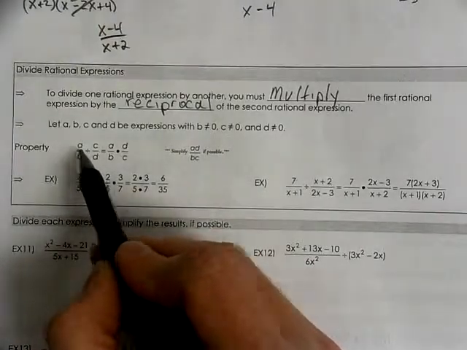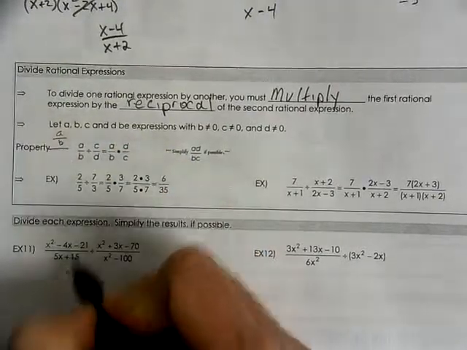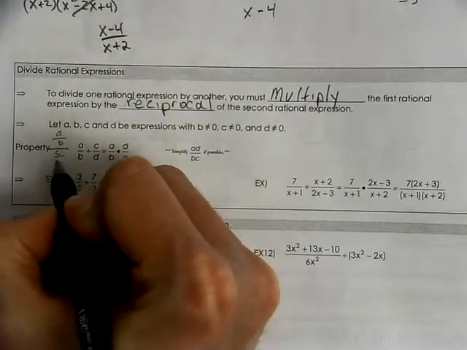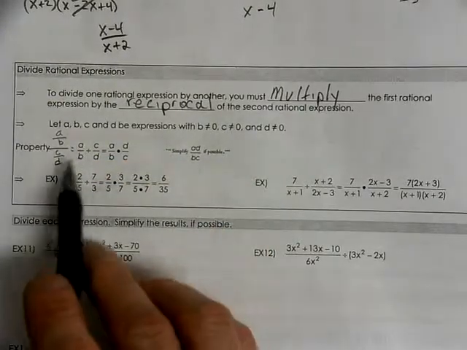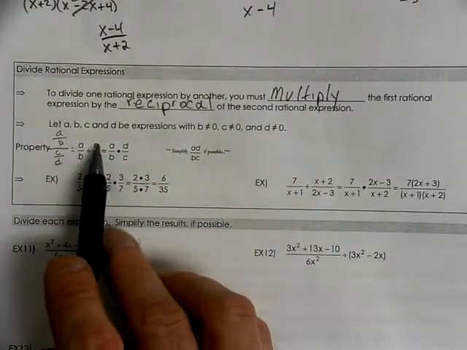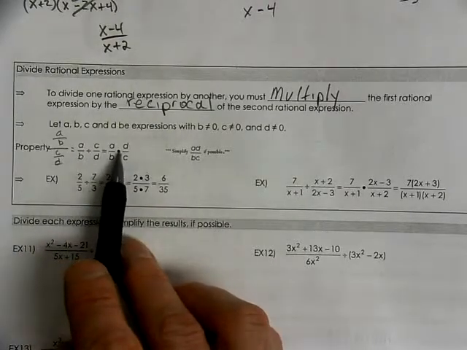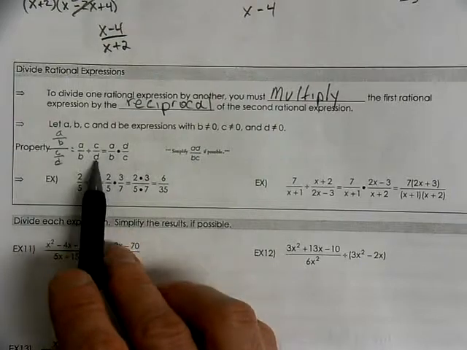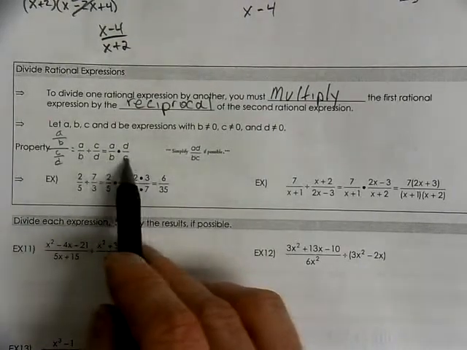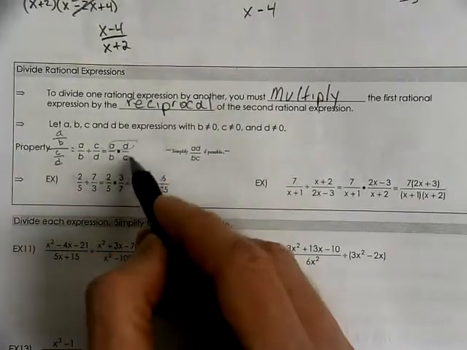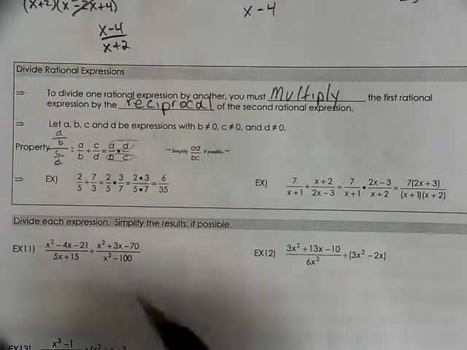So here, if you're going to have a over b divided by c over d, that would be one way to have it written. That's the same thing as a over b divided by c over d. We don't divide the fractions. We multiply by flipping this fraction over. Now you get a d over b c. You multiply straight across. You don't cross multiply here. There's no equal sign in the middle.